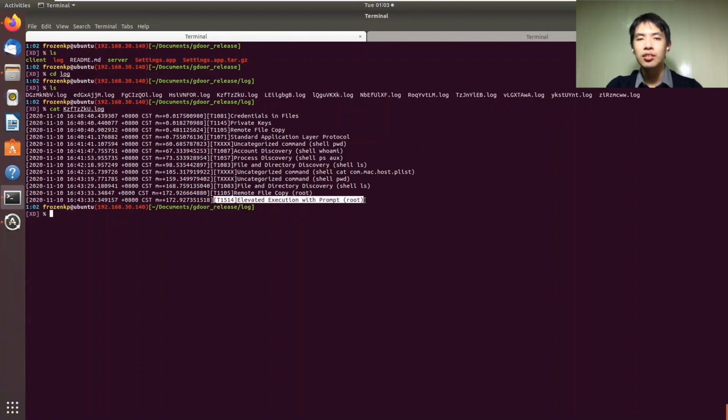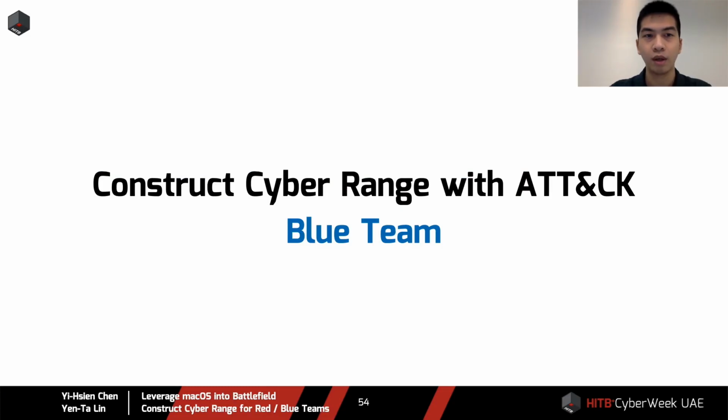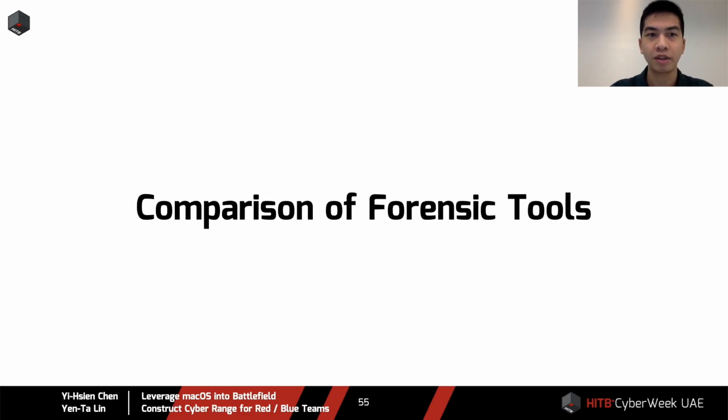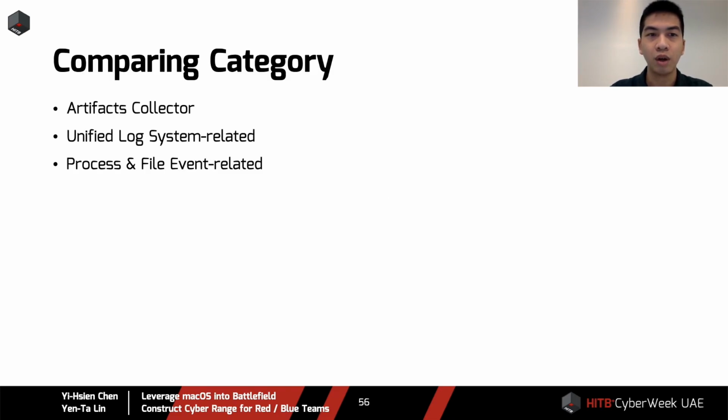Next, my partner is going to talk about the blue team. So, let's construct a cyber range with attack for the blue team. First, let's compare the forensic tools. We're going to compare these categories, including artifact collector, unified log system related, and process and file event related.